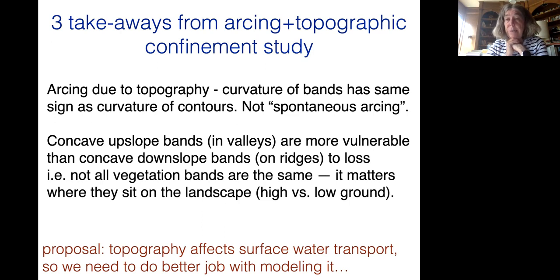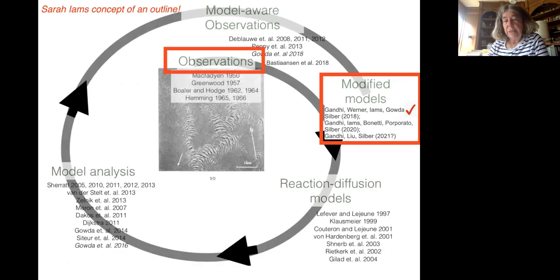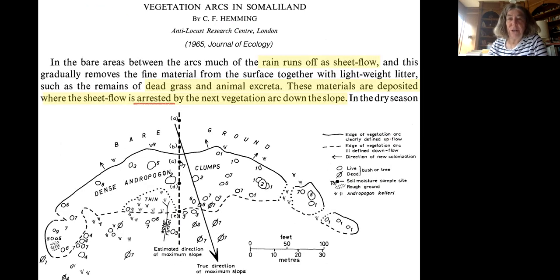And one of the things that came out of that investigation was that if we really want to look at the influence of topography, we really need to be doing a better job of investigating the surface water transport. So I just want to mention two recent studies of ours in this sort of modified models setting. I've told you about this study on the arcing, that was Gandhi, but there are two other papers I want to just mention, and actually one of them is just work in prep, so I can't tell you a whole lot about it.